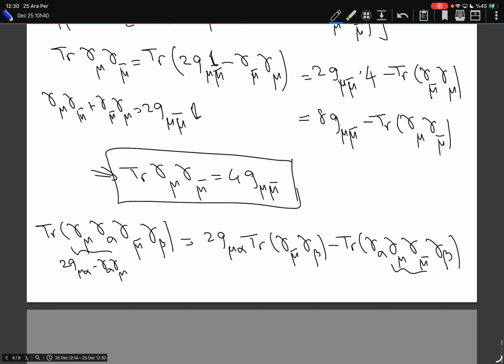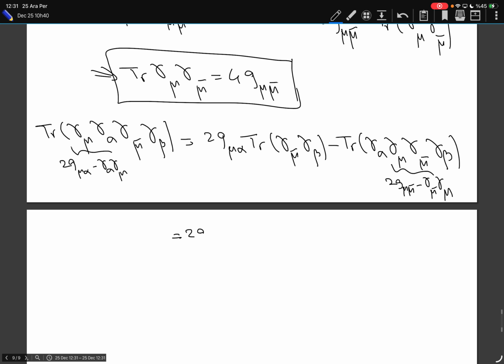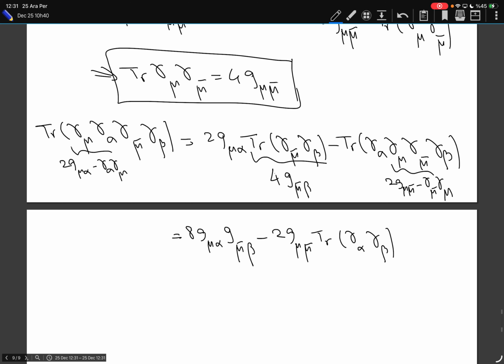Now this gamma mu bar is twice g mu bar minus gamma mu bar, gamma mu. So the same trace is equal to twice g mu alpha. This trace I had already calculated. It is 4g mu bar beta. So that is an 8g mu bar beta minus twice g mu bar. Trace of what remains inside is gamma alpha, gamma beta, plus trace of gamma alpha, gamma mu bar, gamma beta.